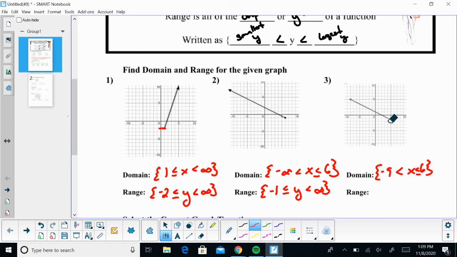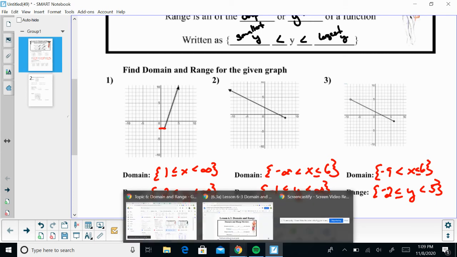But my smallest y value is -2. While my largest y value is 5, and it's not an or equal to because it's that open circle there. That's how we find the domain and range from a graph.